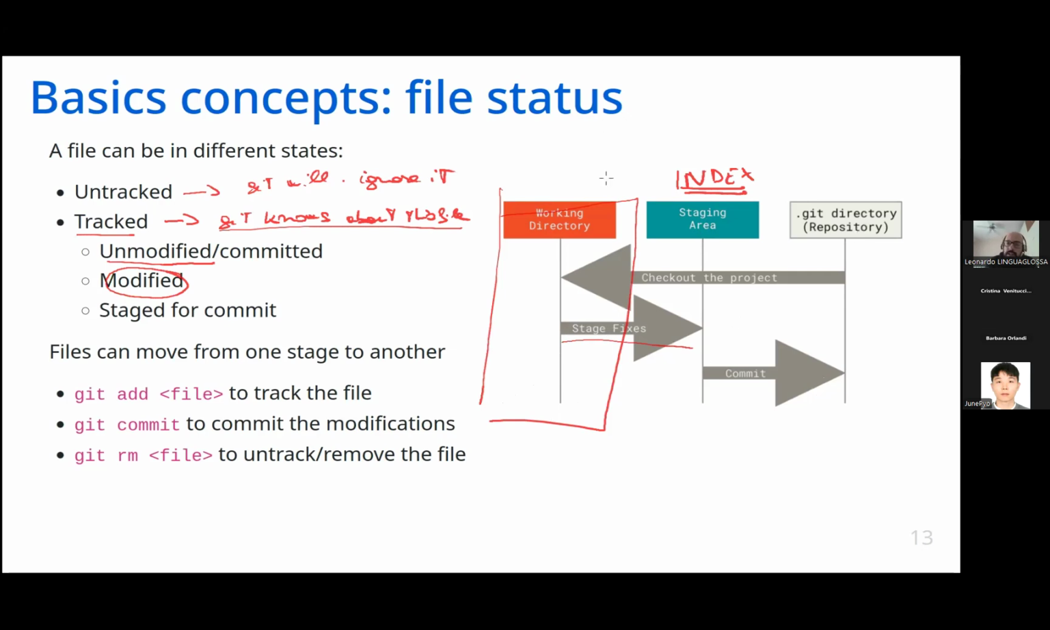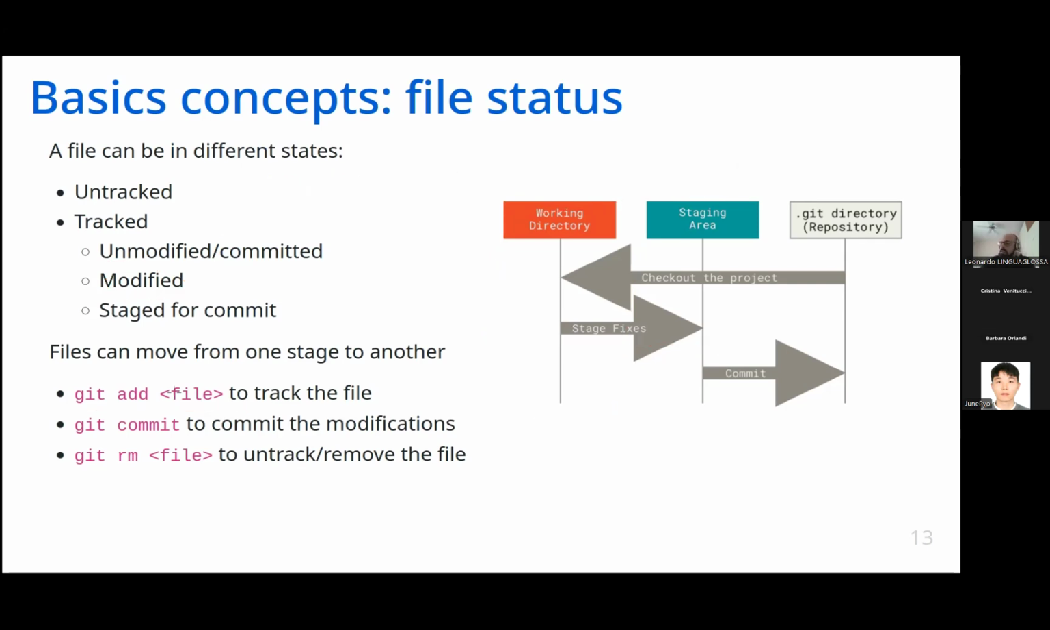So how do you move files from your working directory to the staging area? You do a git add to track the file. How do you move everything from the staging area to the commit status? You do a commit. You can even untrack or remove the file by doing git rm. So you remove the file, and this means that Git will stop caring about this file.